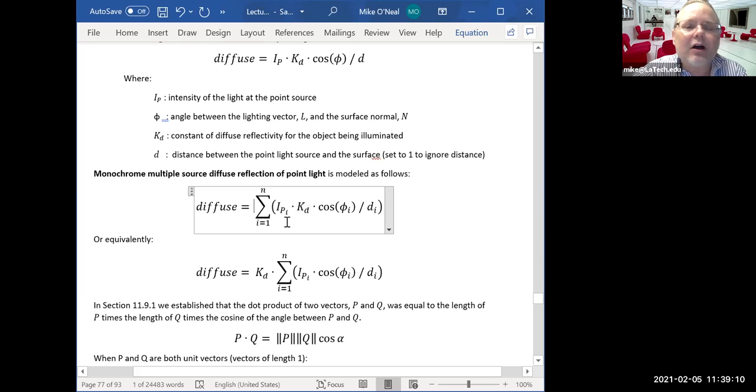You do need sub I's on the intensity of point light source, because if I've got 5 point light sources, I've got the intensity of point light source 1 and 2 and 3 and 4 and 5. Each of those light sources will be lit from a different angle, right? So the angle between the surface normal and each of those lighting vectors will be different, and we would imagine that each of those light sources would be at different distances from us. So everything in here needs to be sub I except the constant of diffuse reflectivity. It doesn't change from light source to light source.